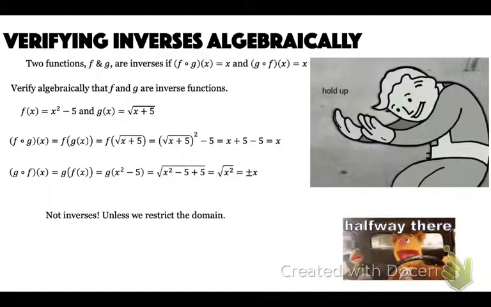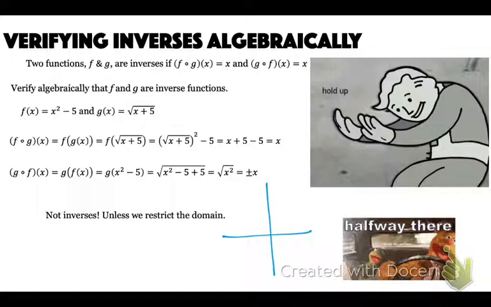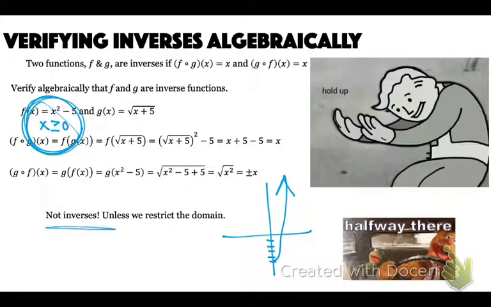If we restrict the domain, they are. Because if I was to graph the x squared minus 5, this just goes down 5, 1, 2, 3, 4, 5, so it's right there. If I was to say, okay, let's just ignore the left side of this, and let's say that x is greater than or equal to 0, then these are inverses. But since I did not state this, that means that these are not inverses.